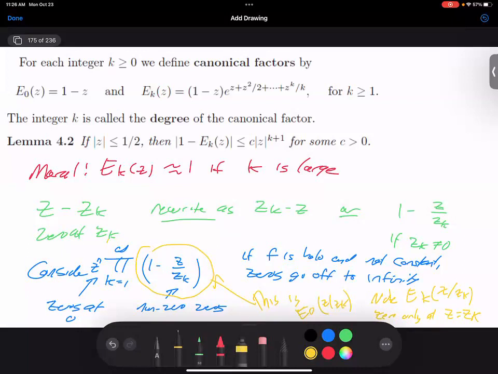You start off by doing the simplest thing you can, and you see if you can get away with it. If you can't get away with it, what do you do? You then try to put in some fudge factors. And the fudge factors here are these exponentials.